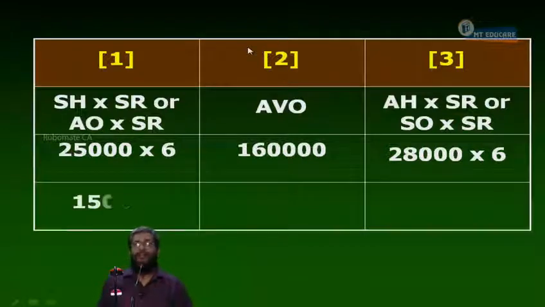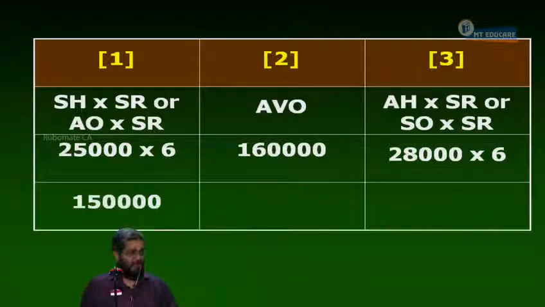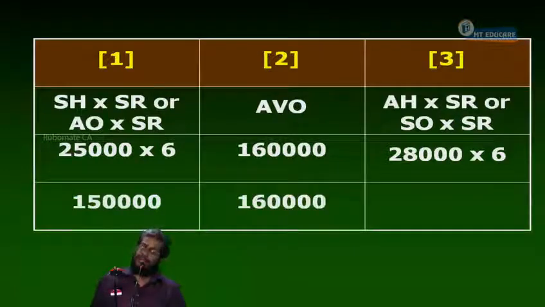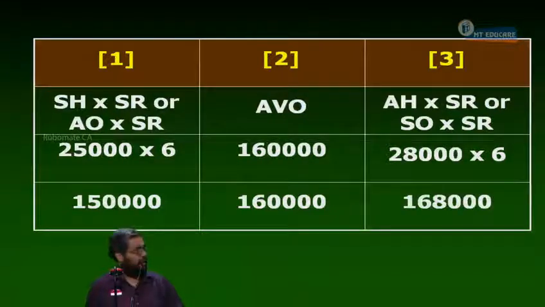Can I proceed? First column is 1,50,000. Second column is 1,60,000. Third column is 1,68,000. Can I proceed to the next stage? Now, step 2 or step 3? Step 3, variance calculation.